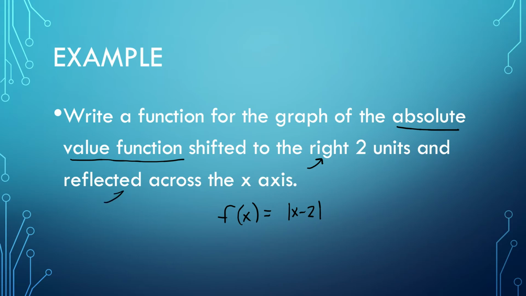And then we also want to reflect across the x-axis. So remember, reflecting across the x-axis means that you're going to multiply your function by -1, which in this case is going to simply put a negative in front of my absolute value.